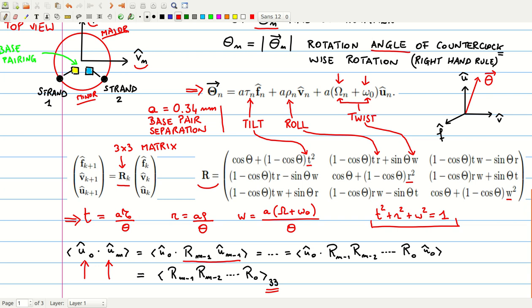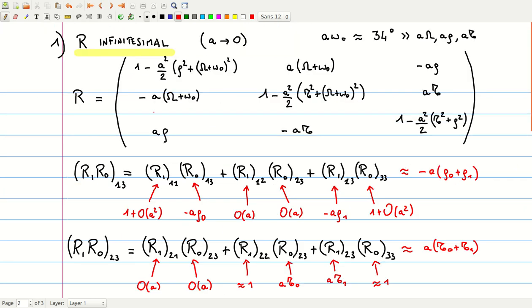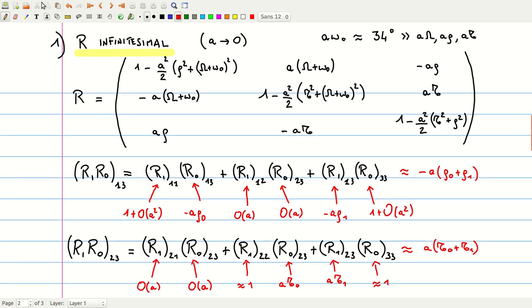The difficulty in this calculation is that the sites are coupled, so the product does not factorize. We present now two different approximation schemes. The first of the two is easier, but also less accurate. It assumes that rotations are infinitesimal. Formally, this corresponds to letting the distance between base pairs go to 0.